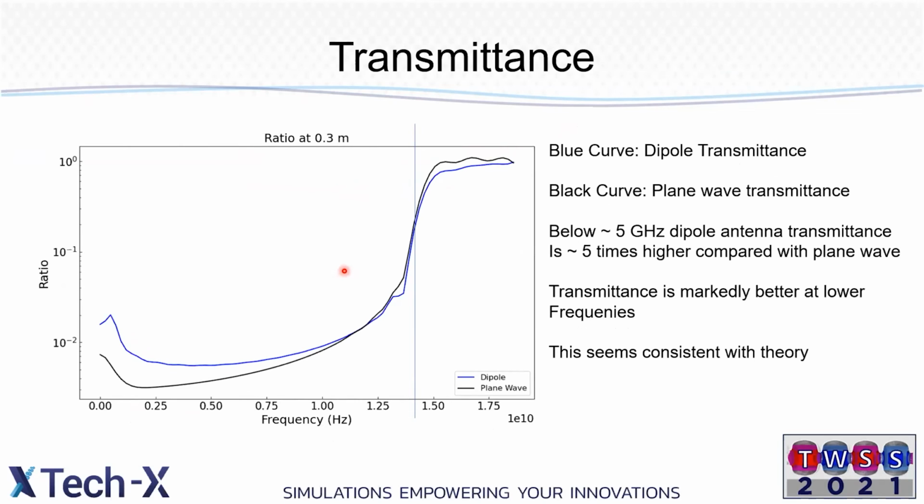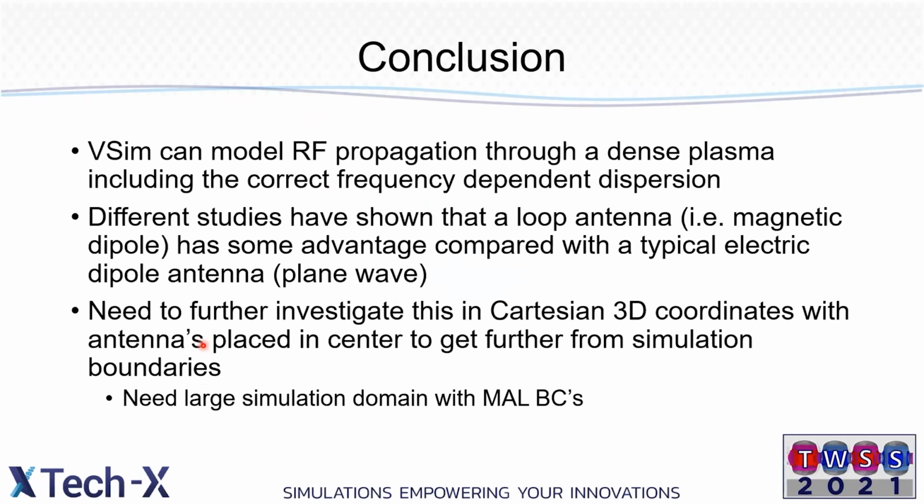this is the ratio. The blue curve is the ratio of the dipole signal with the dielectric divided by the dipole signal without the dielectric at 0.3 meters. And then the black curve is the same thing, but with the plane wave. And we can see, in fact, that at lower frequencies, we see improved transmittance. So my interpretation of that paper and theoretical result seems to be in line with this result. Okay, so these are the conclusions.